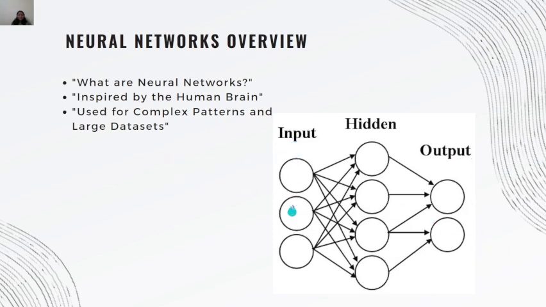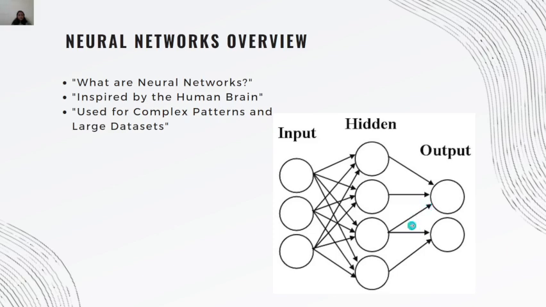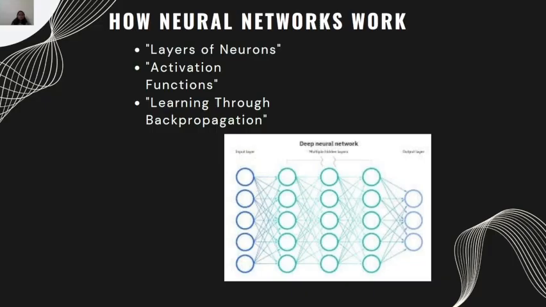Input layer: this layer receives the input data. Hidden layer: this layer transforms the input data, and the more hidden layers there are, the more complex patterns the network can learn. Then the output layer: this layer produces the final prediction. Neural networks are especially used for tasks involving complex patterns such as image recognition, speech recognition, and natural language processing (NLP). So let's see how a neural network works.